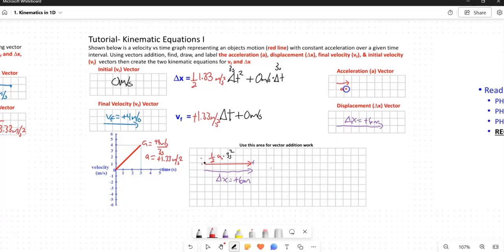So this is going to be 1 1/3. So this acceleration vector is going to be to the right, positive 1.33 meters per second squared. Okay.